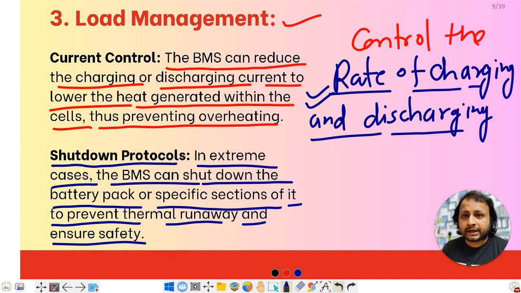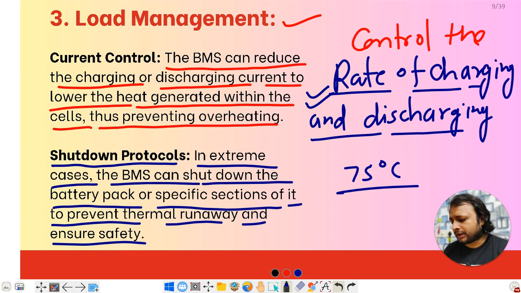See, in case of excessive heating, battery pack can blast and catch fire. So to avoid that situation, suppose temperature is reaching up to 75 degrees centigrade. That is the extreme condition for it. So what will BMS do? BMS will cut off. Otherwise, thermal runaway will be there. There may be an explosion or any other thing. Means serious accident could be there.